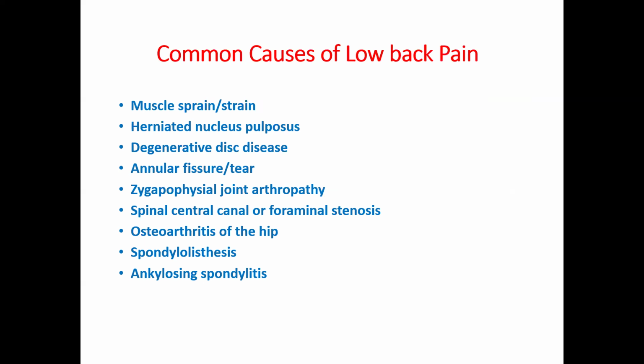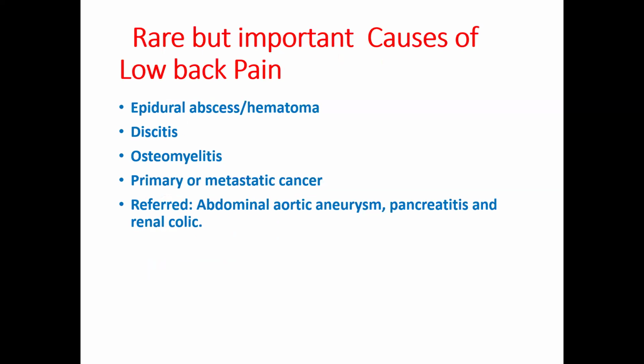Common causes of low back pain: muscle sprain or strain, herniated nucleus pulposus, annular fissure, zygapophyseal joint arthropathy, spondylolisthesis, ankylosing spondylitis. All of these are the routine causes of low back pain. But we have what we call the red flags. These are the emergency causes of low back pain, the ones that need patients to go to the ER, okay? Such as discitis, osteomyelitis, epidural abscess, metastatic cancer, for example.